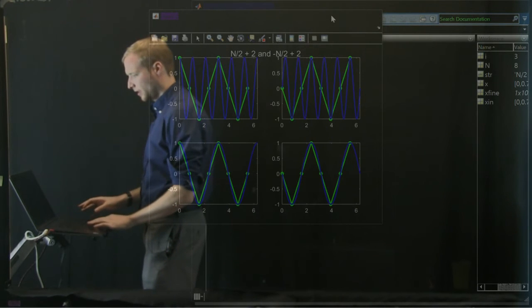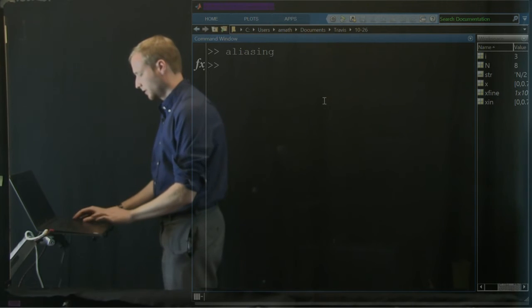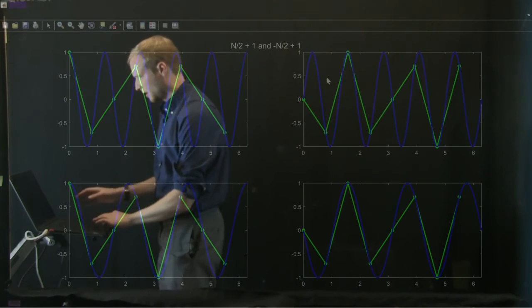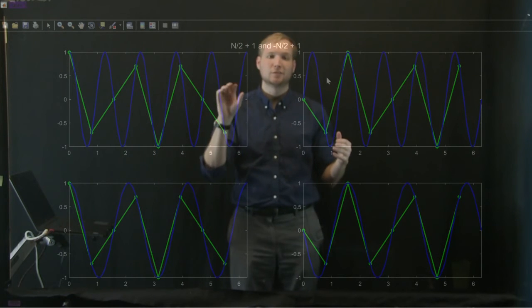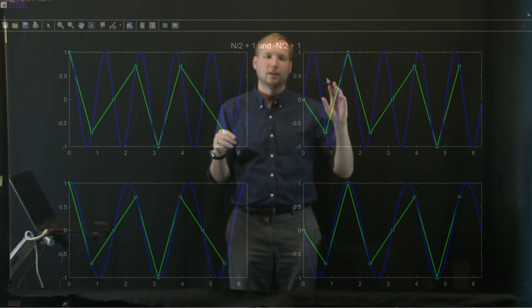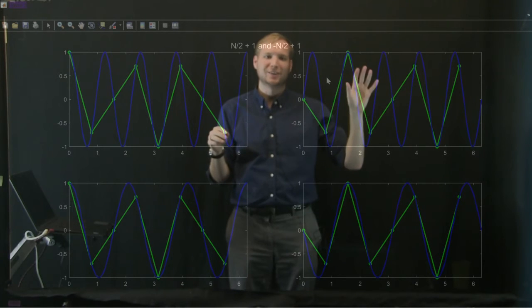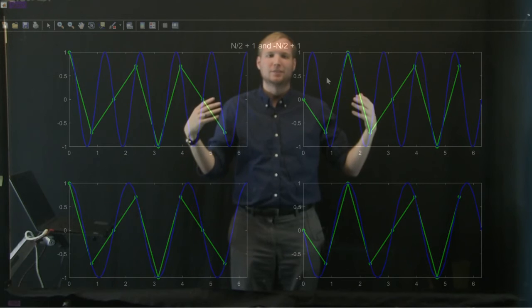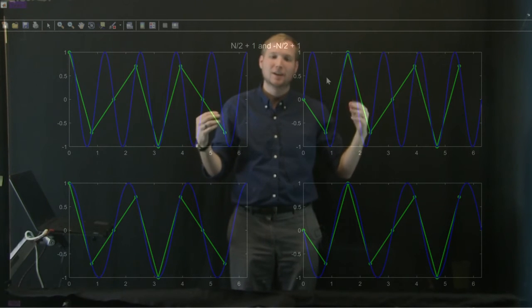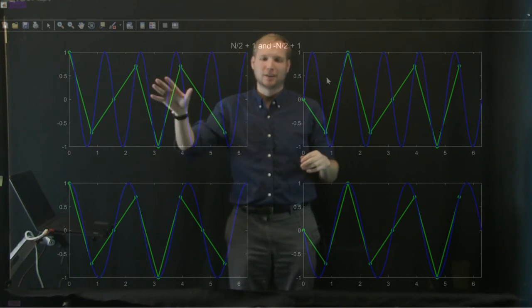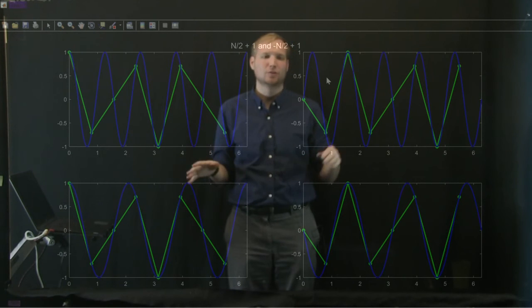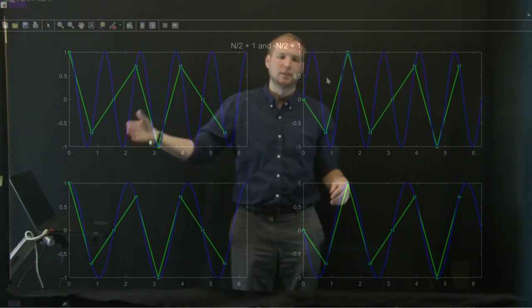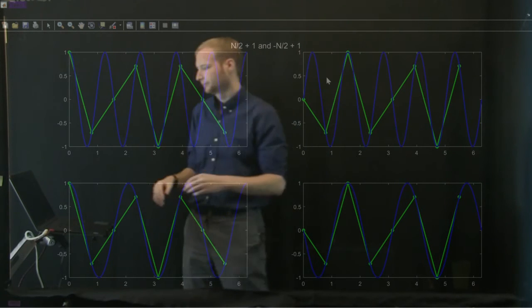Okay. And we have the same situation for the fifth and minus third modes, e to the i5x and e to the minus 3ix. We see right there the green shows that they're the same on the coarse grid, but the blue really shows that this is much more oscillatory than this slower oscillating function.